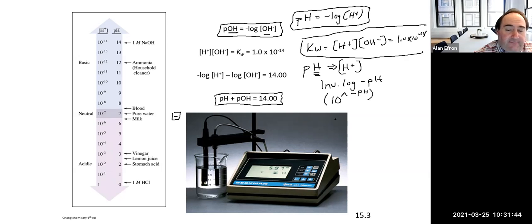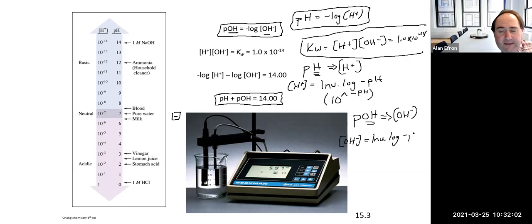In addition, if you have the pOH, you could get the OH minus concentration by pretty much the same calculation. The OH minus concentration would equal the inverse log of the minus pOH, and that is 10 to the minus pOH in that case.